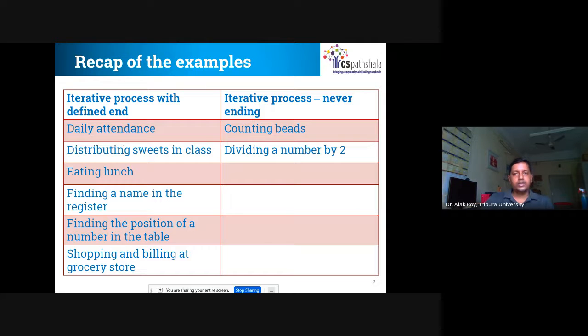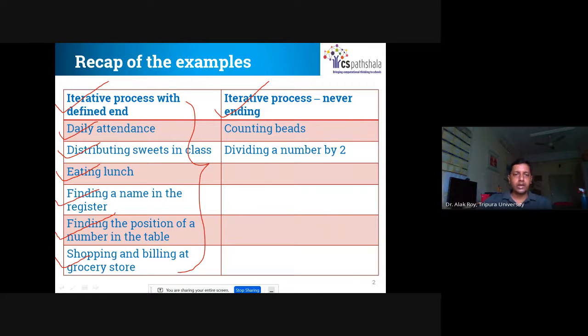So this is just a recap of all the examples. Iterative process with a defined end, iterative process that is never-ending. Like daily attendance, distribution of sweets, eating lunch, finding a name in a register, finding the position of the number in the table, shopping and billing groceries. All these examples are available in this slide.